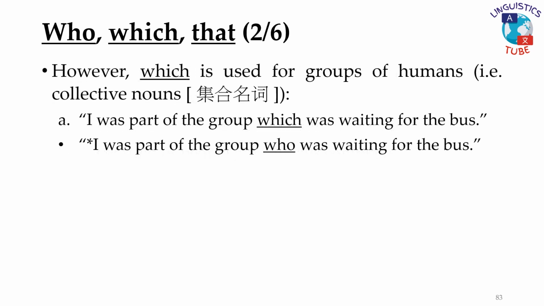In contrast, which is used when the antecedent of the relative pronoun is a noun phrase that refers to groups of humans. These are called collective nouns. Look at the example in sentence A. I was part of the group which was waiting for the bus. The collective noun here is the group, so the relative pronoun must be which. It sounds very strange to say, I was part of the group who was waiting for the bus.